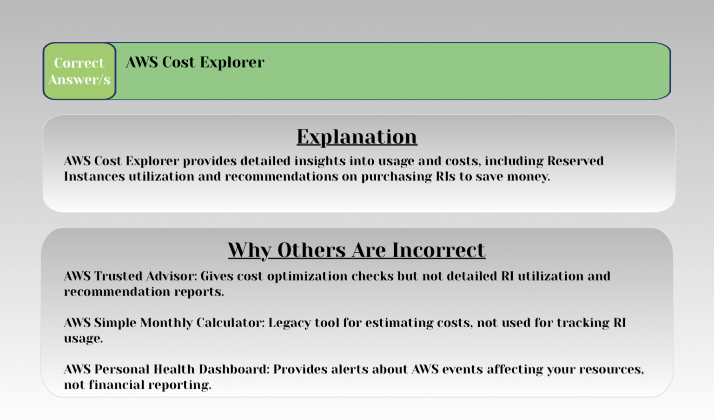AWS Trusted Advisor gives cost optimization checks but not detailed RI utilization and recommendation reports. AWS Simple Monthly Calculator is a legacy tool for estimating costs, not used for tracking RI usage. AWS Personal Health Dashboard provides alerts about AWS events affecting your resources, not financial reporting.